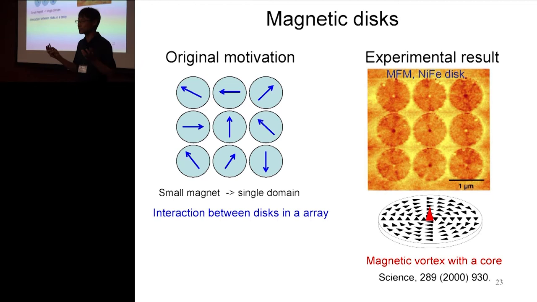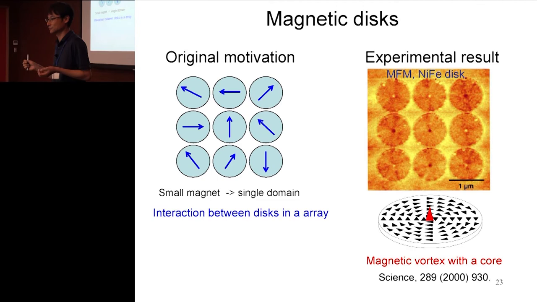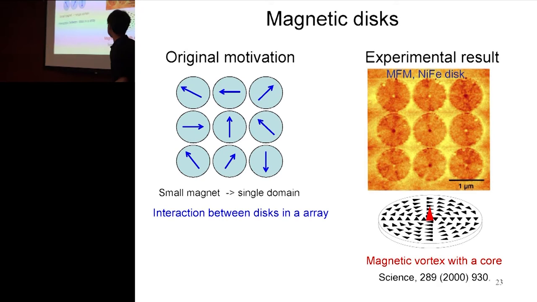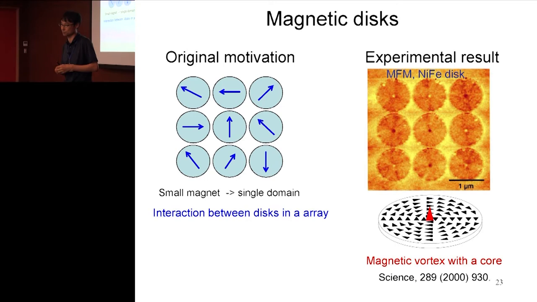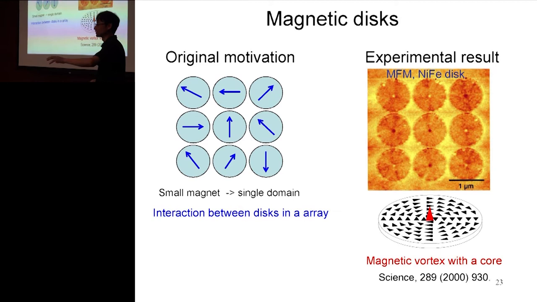Can you imagine what kind of spin structure it has? The answer is this kind of vortex structure. As I said, if you have magnetic charge at the edge, then this magnetic charge increases magnetostatic energy. So the system prefers to annihilate, to delete the magnetic charge. It means the rotation of magnetization like this. And at the center, you have a magnetic core like this. Okay.